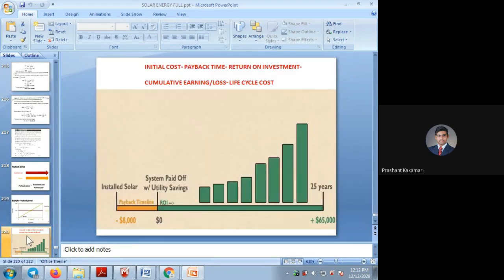Or else, here you can also see how we consider the initial cost, payback time, return on investment, as well as the savings. In this graph, you can see the installment or the initial payment you have made. Until some period, you cannot get any profit.